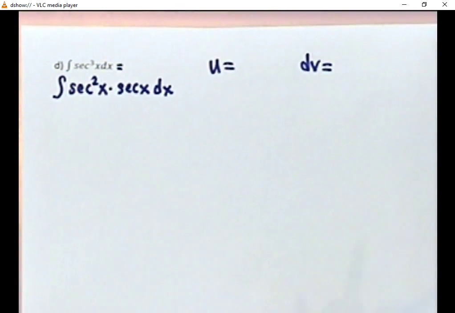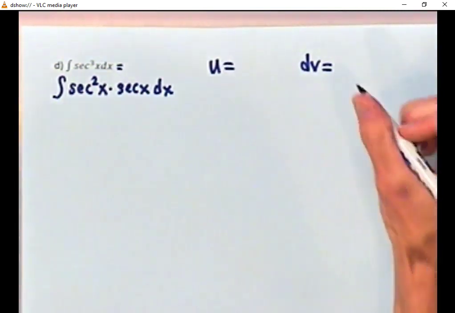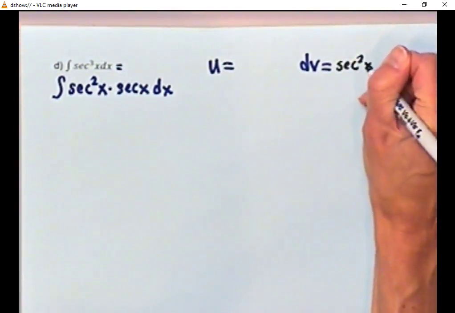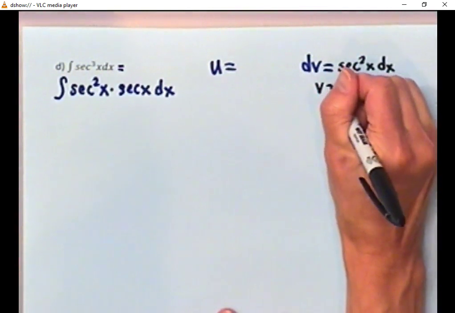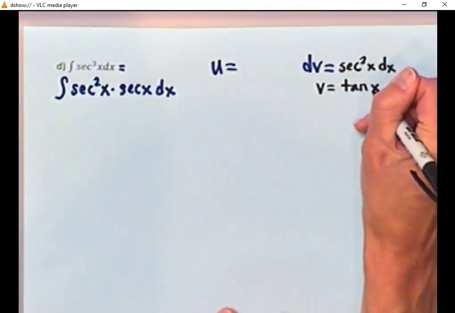Remember, cubed, you could split up into 2 and 1, and then choose the parts from there. Because what do we know about secant squared? I can't do much with secant cubed, but I do know something I could do with secant squared, right? It has an integral. So this would be a good choice for dv because I can integrate that. And in fact, it becomes what? The tangent, right? The integral of secant squared is the tangent.